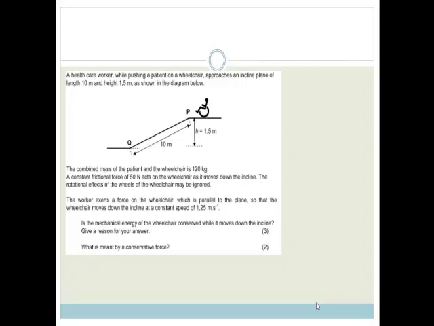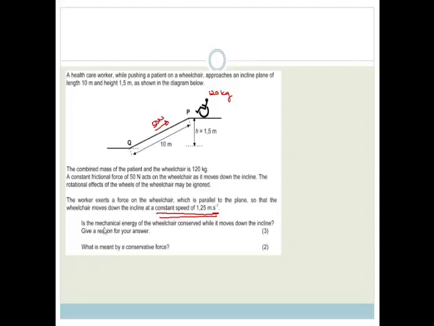Right, it says a healthcare worker, while pushing a patient on a wheelchair, approaches an incline, length 10 meters and height 1.5 meters as shown in the diagram. The combined mass of the patient and the wheelchair is 120 kilograms. There's a constant frictional force acting on the wheelchair, so frictional force is always upwards, of 50 newtons. As it moves down the incline, the rotational effects of the wheels can be ignored. Now it says the worker exerts a force on the wheelchair which is parallel to the plane, so the wheelchair moves down the incline at a constant speed of 1.25 meters per second.